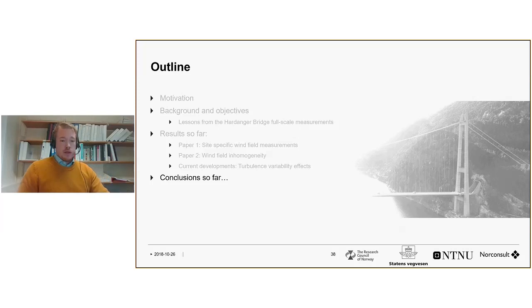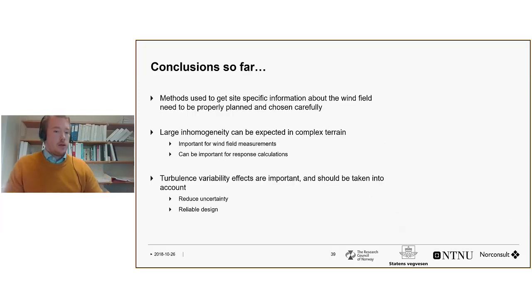So to some final conclusions so far in my work, we see that the methods used to get site-specific information about the wind field need to be properly planned and chosen very carefully to be able to represent what we get along the bridge span. And also large inhomogeneity can be expected, especially for complex terrain. And also turbulence variability effects are important and should be taken into account if we want to reduce the uncertainty and achieve a target reliability in our design.